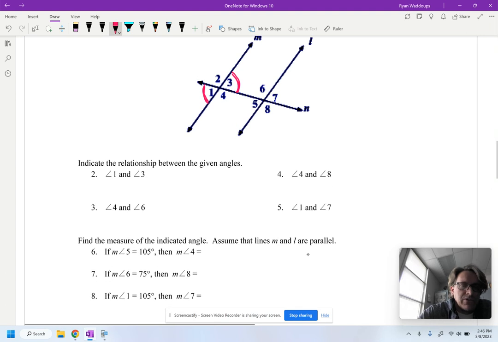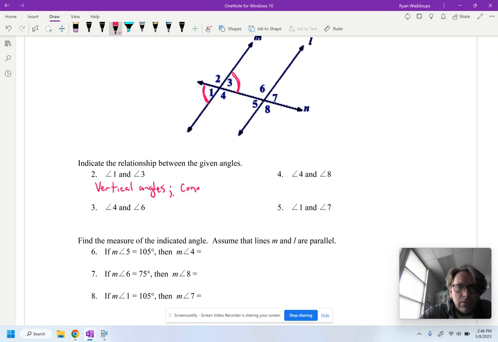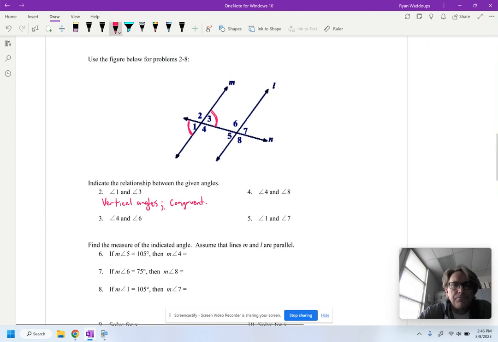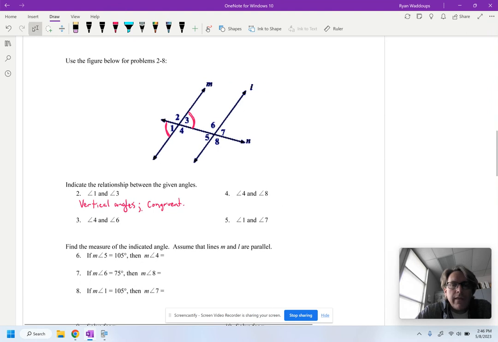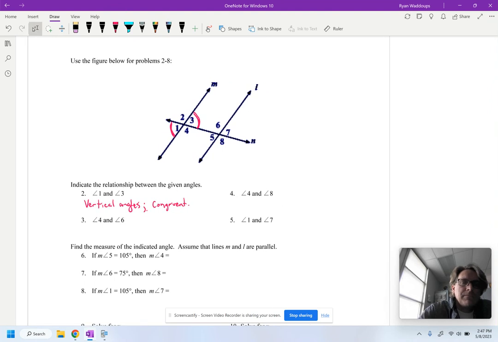And I would say those are vertical angles. And because they're vertical angles, they are congruent. And then 3 says angle 4 and angle 6. Well, here's angle 4 and here's angle 6.